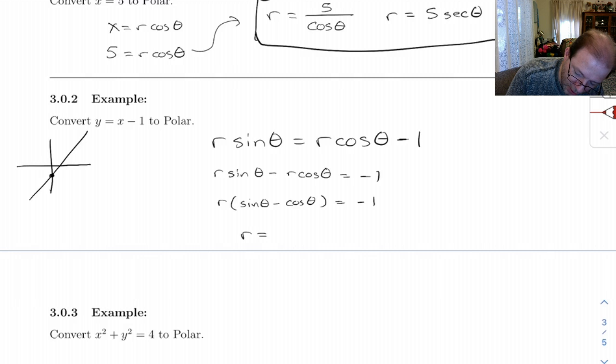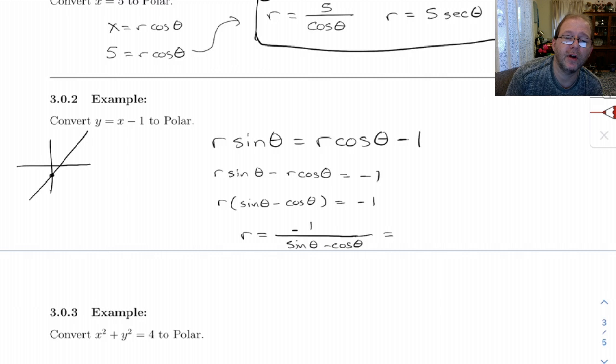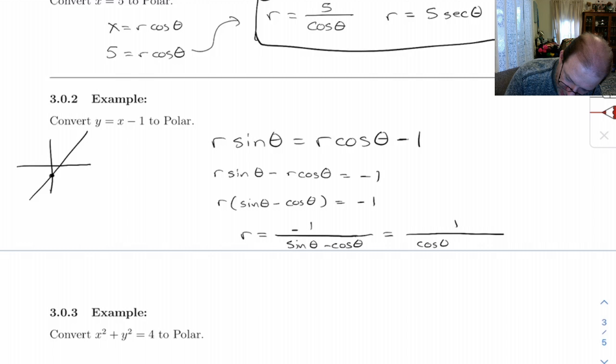And then we get r equals -1 over sine theta minus cosine theta. Now, personally, I don't like that -1 on top, so I'm going to multiply the top and bottom by -1, although this is not necessary. If I multiply the top by -1, I get this. If I multiply the bottom by -1, I get cosine theta minus sine theta.